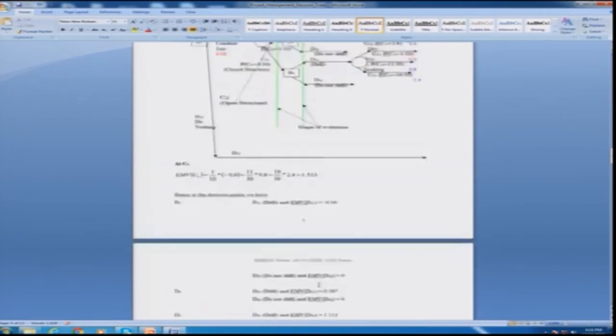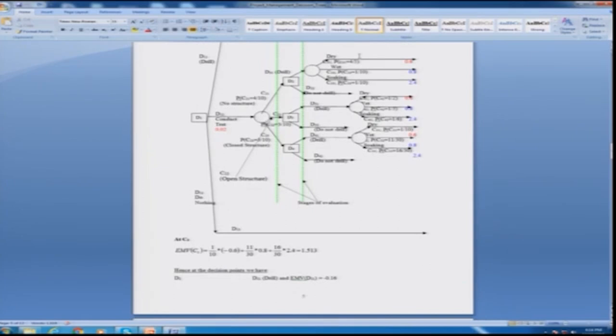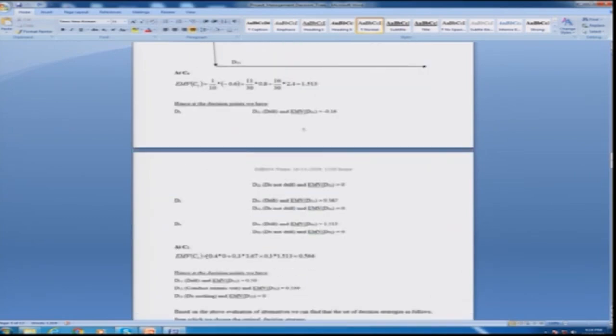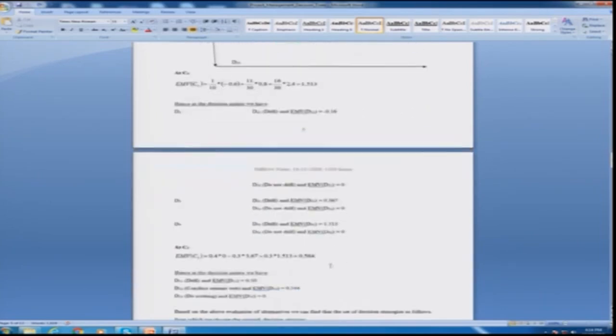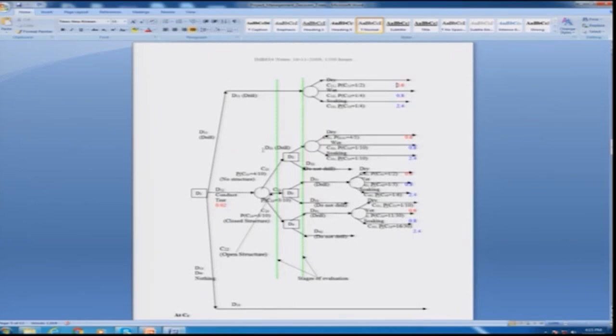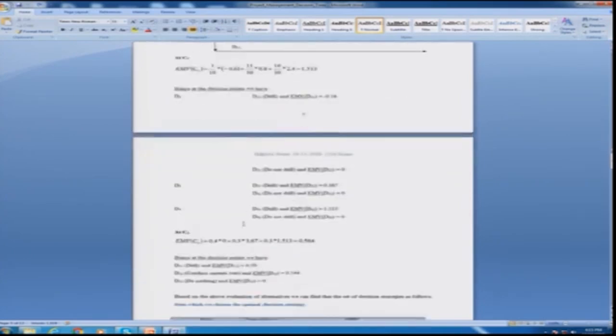Now, if I want to find out the values at this point, what do I have? This whole value is 0, multiplied by the probability 4 by 10. This arm had a positive value, 0.367, multiplied by the probability 30%. And 1.513 multiplied by the probability gives 0.564. Hence again I compare 0.564 with the value already found out here, which was 0. So, you compare them and find out the values accordingly.